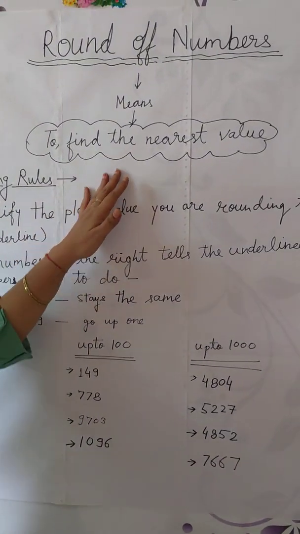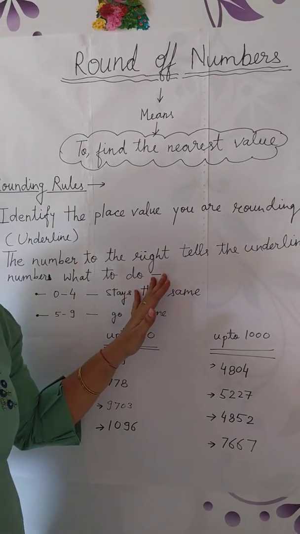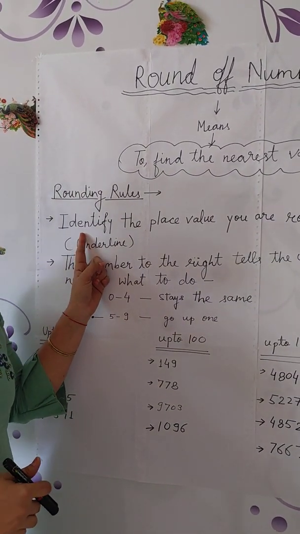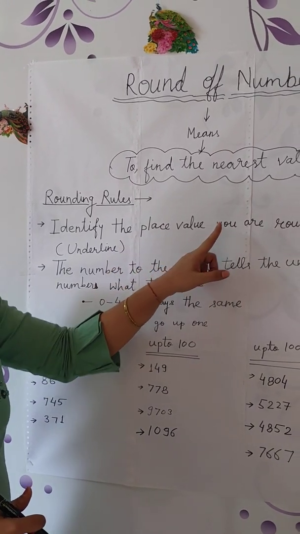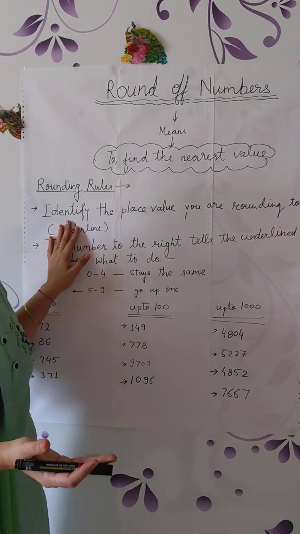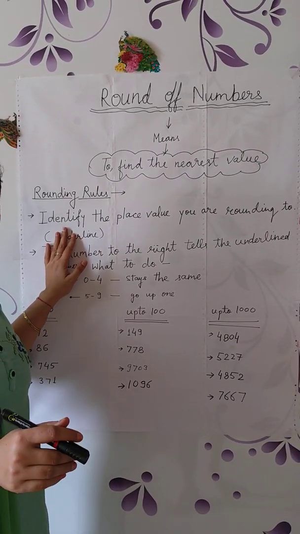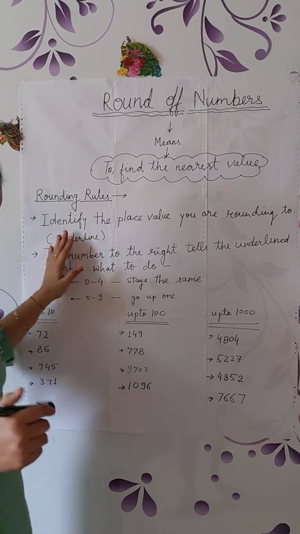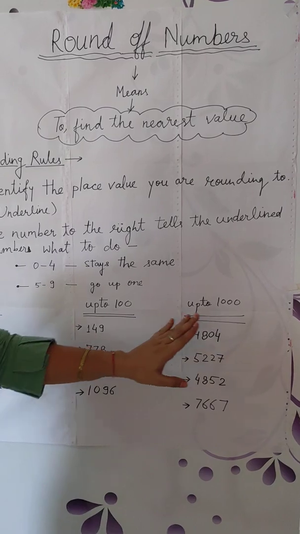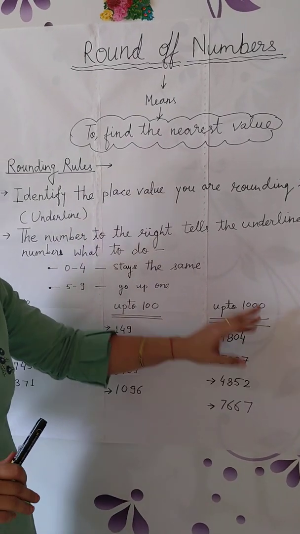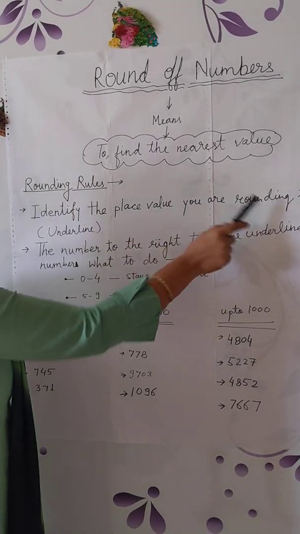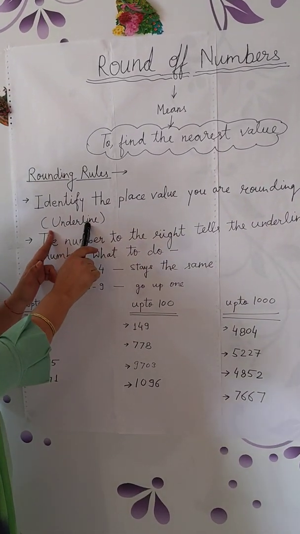Just see, what is the rule to round off a number? The first rule: identify the place value you are rounding to, meaning up to which place you have to round off the numbers. In 4th standard we will read up to 3 places: up to the tens place, up to the hundreds place and up to the thousands place. So the first rule is to identify the place value you are rounding to and underline it.